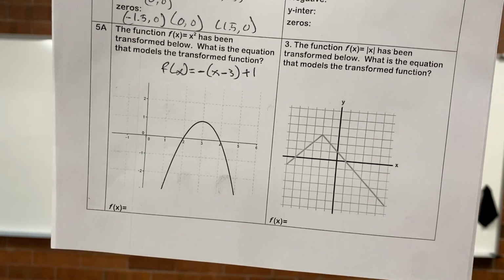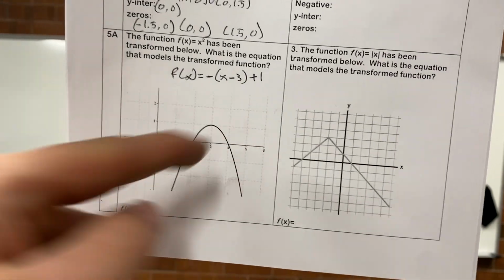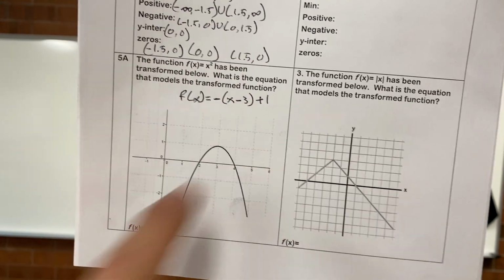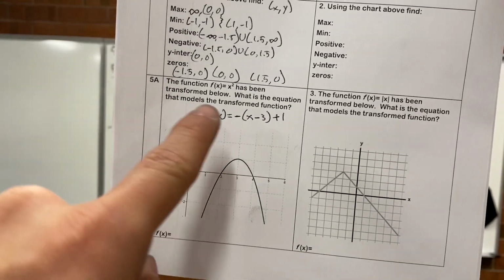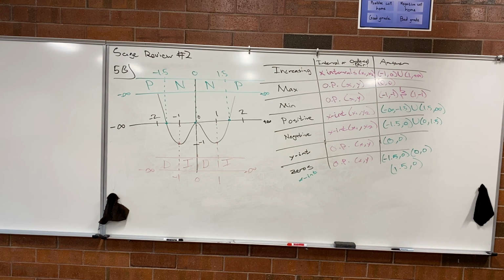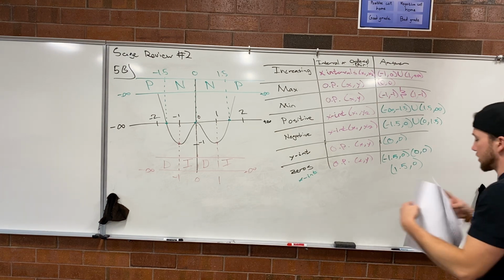This one was pretty straightforward. The translation is just moving to the right 3 and up 1. So that's why I have x minus 3 plus 1. And then we had to use the negative out front to just flip it from being up to going down. Okay, so there's 5A. Don't even need to think about it. We can flip over to the next page.